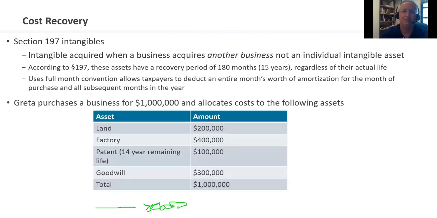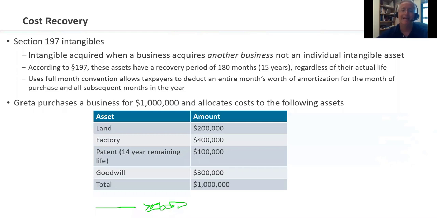So Greta purchases a business for $1 million and she allocates the cost to the following assets. This is some classic purchase accounting, right? $200,000 goes to the land, $400,000 goes to the factory. She buys a patent for $100,000 that has a market value of $100,000. That patent has a 14-year remaining life, and goodwill is, as you know, what's left over, right? Presumably you've covered that in your financial accounting. So there's her total $1 million cost.